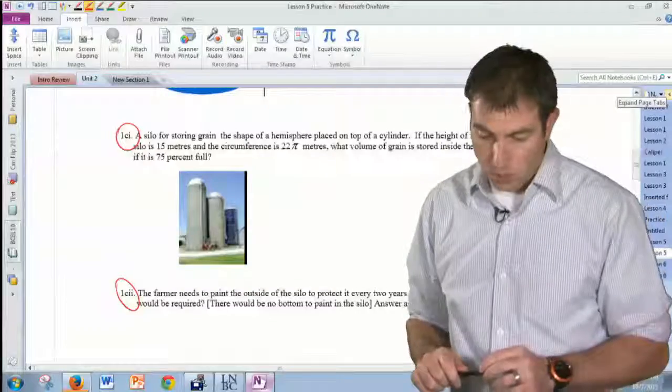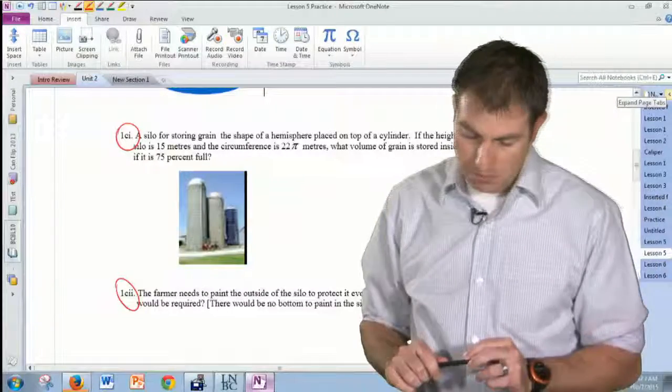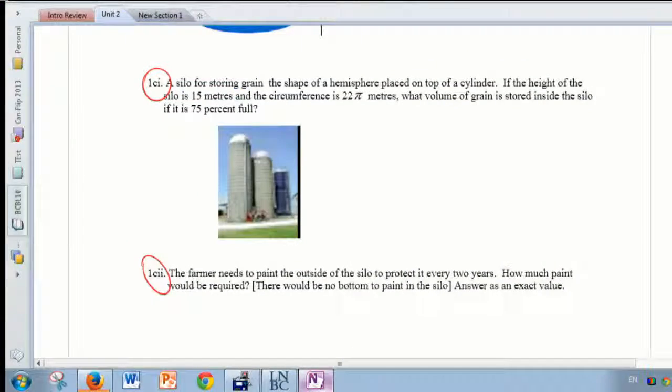So a silo for storing grain, the shape of a hemisphere placed on top of a cylinder. The height of the silo is 15 meters and the circumference is 22 pi meters. Maybe this is where we're getting kind of caught up, this 22 pi. What volume of grain is stored inside the silo if it's 75% full?